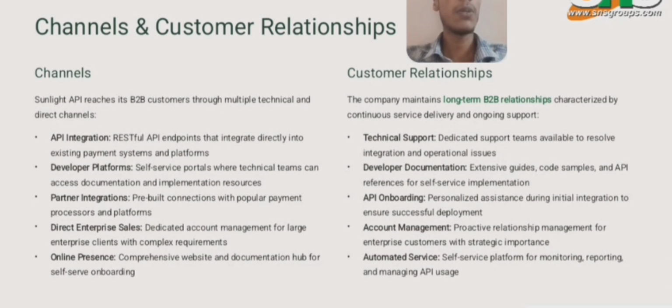Channels. Sunlight API reaches its B2B customers through multiple technical and direct channels. API integration. RESTful API endpoints that integrate directly into existing payment systems and platforms. Developer platform. Self-service portal where technical teams can access documentation and implementation resources. Partner integration. Pre-built connections with popular payment processors and platforms. Direct enterprise sales. Dedicated account management for large enterprises with complex requirements. Online presence. Website and documentation hub for self-service onboarding.